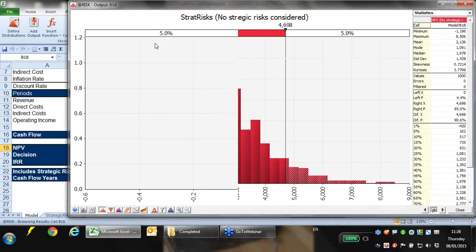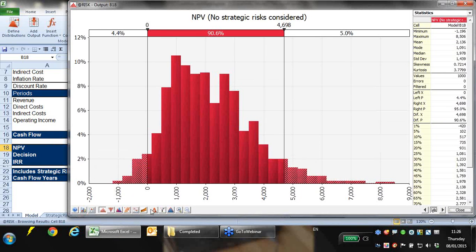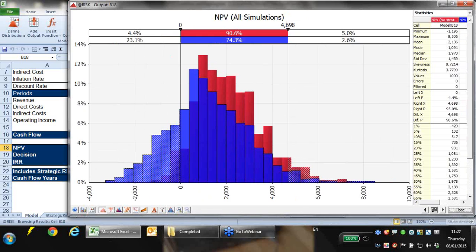Okay, so this is our NPV with no strategic risks considered, and then this is the NPV with that risk register applied to the model. So a sim table is another way of being able to run multiple simulations and look at what happens across those simulations. If we now apply the risk register to the model, then we've got almost a 1 in 4 chance of the NPV being negative. So a risk register is a really useful tool for showing the impact of risks upon any type of model.